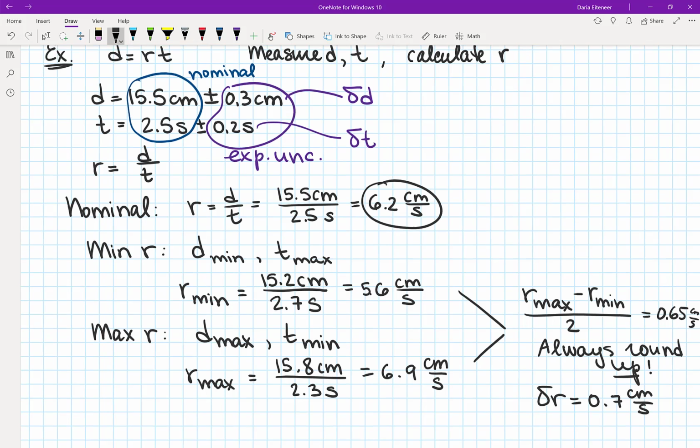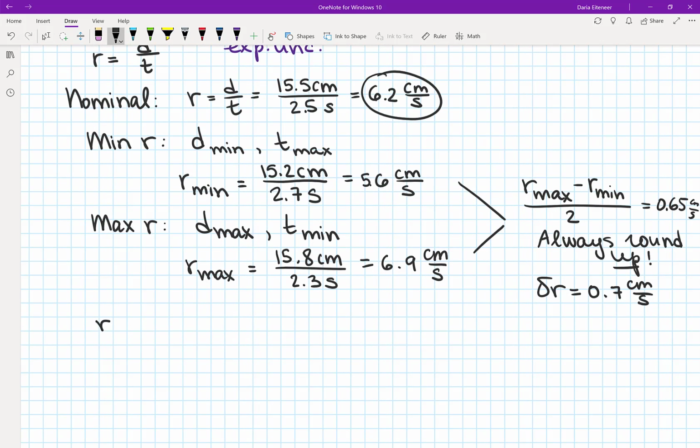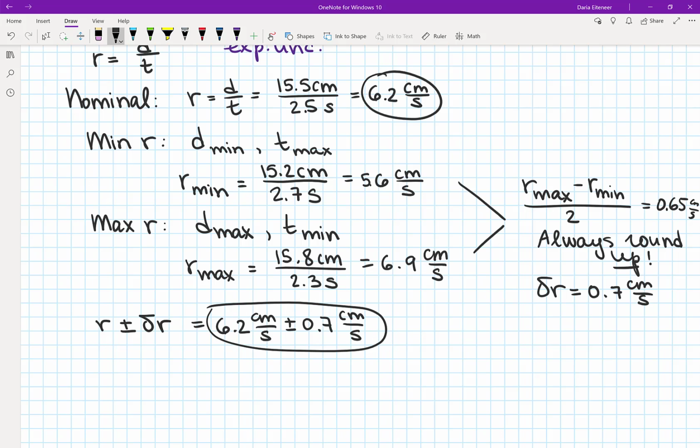Then my answer would be written in this form, R plus or minus delta R, right? So I would report it as 6.2 centimeters per second plus or minus 0.7 centimeters per second. Again, this is a quick and dirty way of estimating uncertainty based on uncertainties of measurements. So keep that in mind for some of the labs that we're going to be doing in this class.